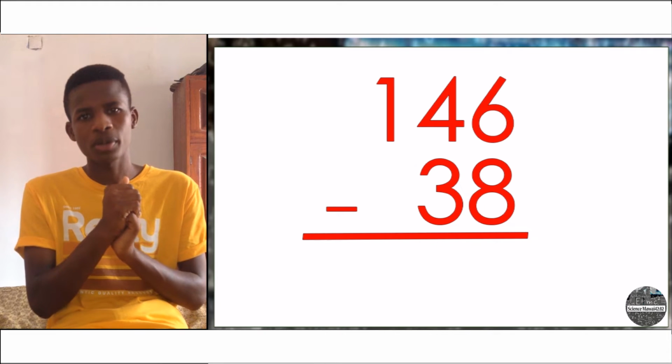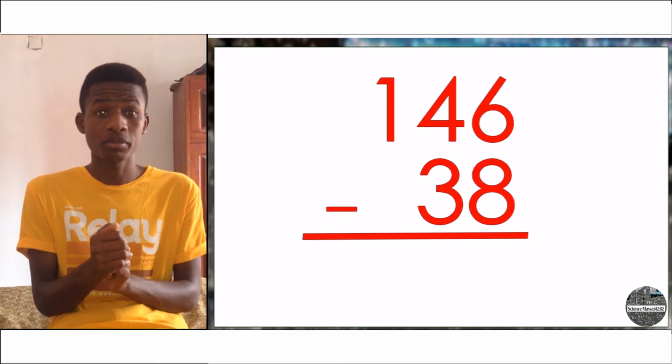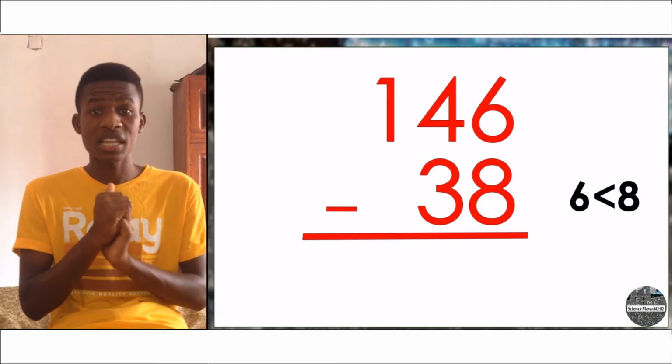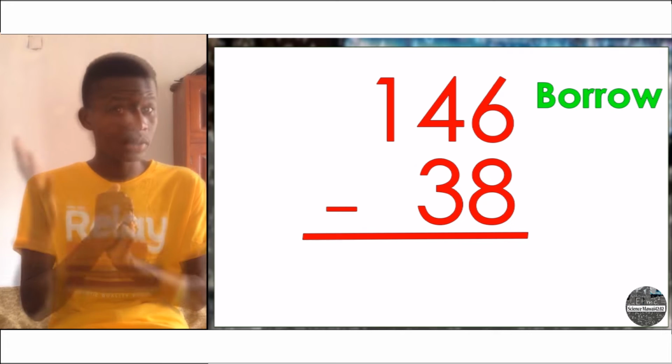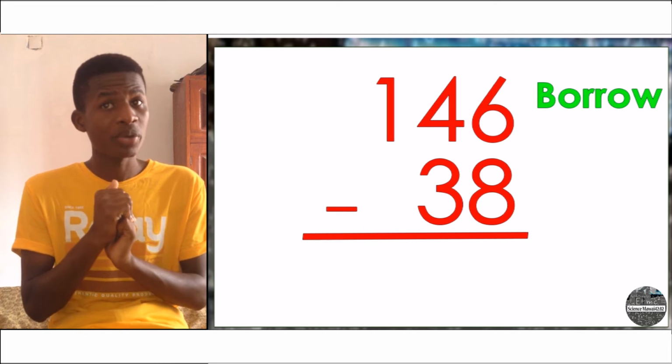So let's start. 6 minus 8. Now we've got a problem. How can we make 6 minus 8? 6 is less than 8. We can't do that. What can we do now? We'll have to borrow. We'll borrow from the number on the other side. So how can we do that?